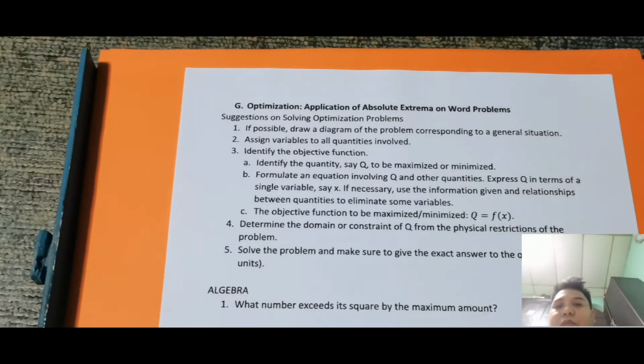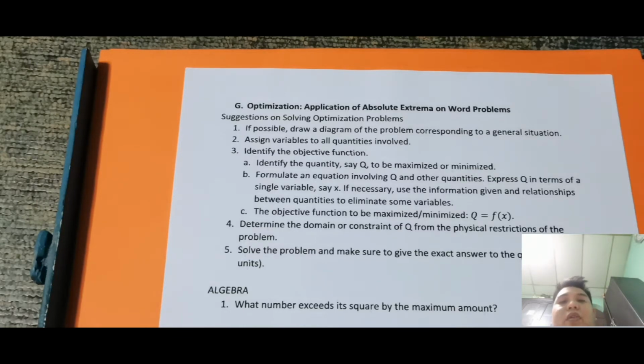Okay, then express in terms of a single variable, say X. If necessary, use the information given relationship between quantities to eliminate some variables. So, yun nga, kung may kaya kang eliminate, go. Okay, letter C, the objective function to be maximized or minimized is equal to Q is equal to f of X. So, yun yung ating function.